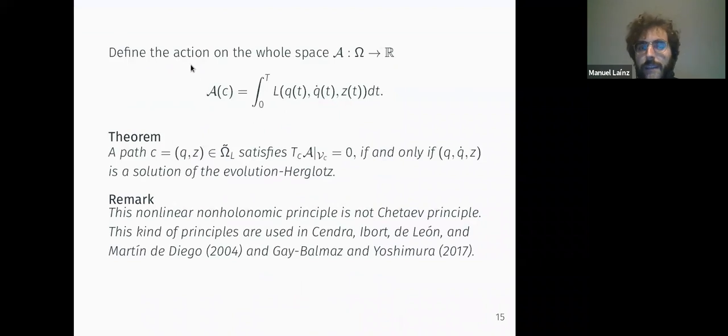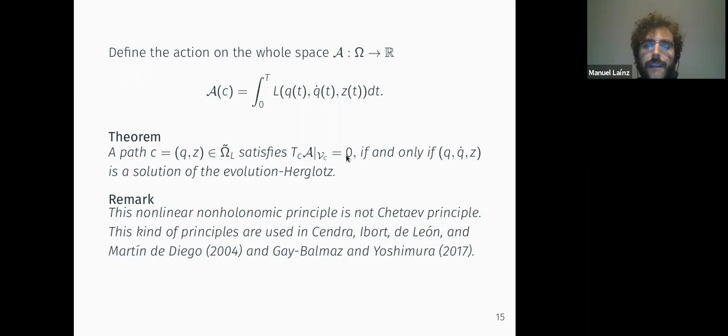And we define the action now on the whole space, not only on the restricted space. And the theorem is that a path on the restricted space satisfies that the differential of the action at that path vanishes with any of these admissible variations, which are the variations, I remember, which are tangent to the kernel of the contact form, if and only if Q, Q dot, and Z are a solution of the evolution Herglotz equation.